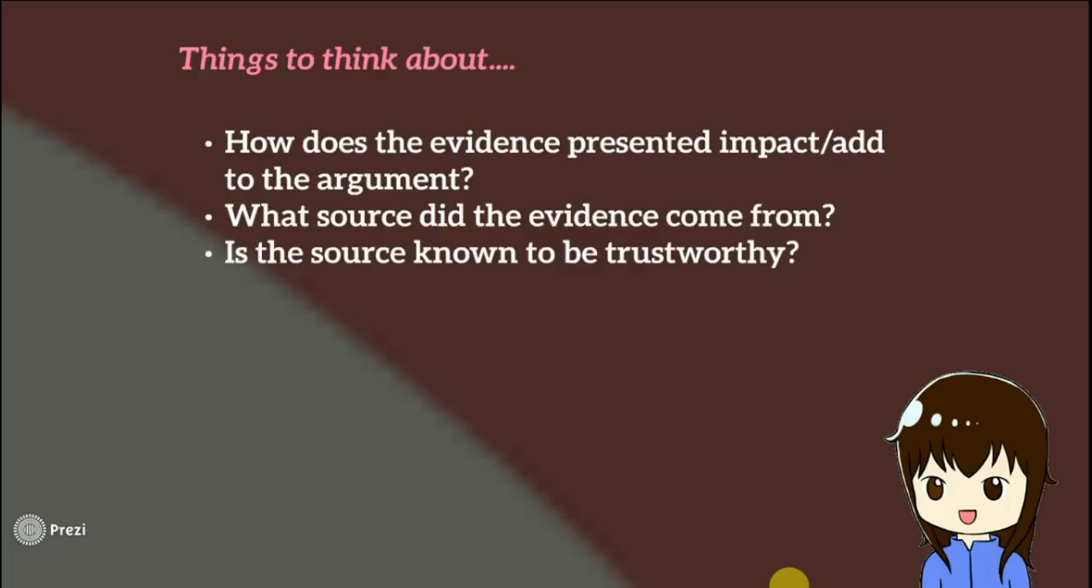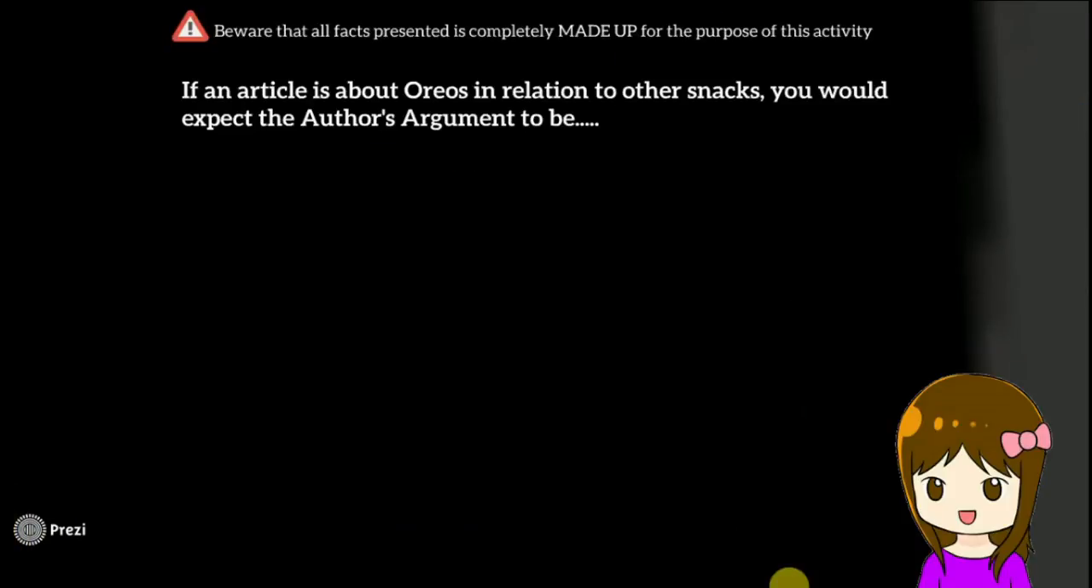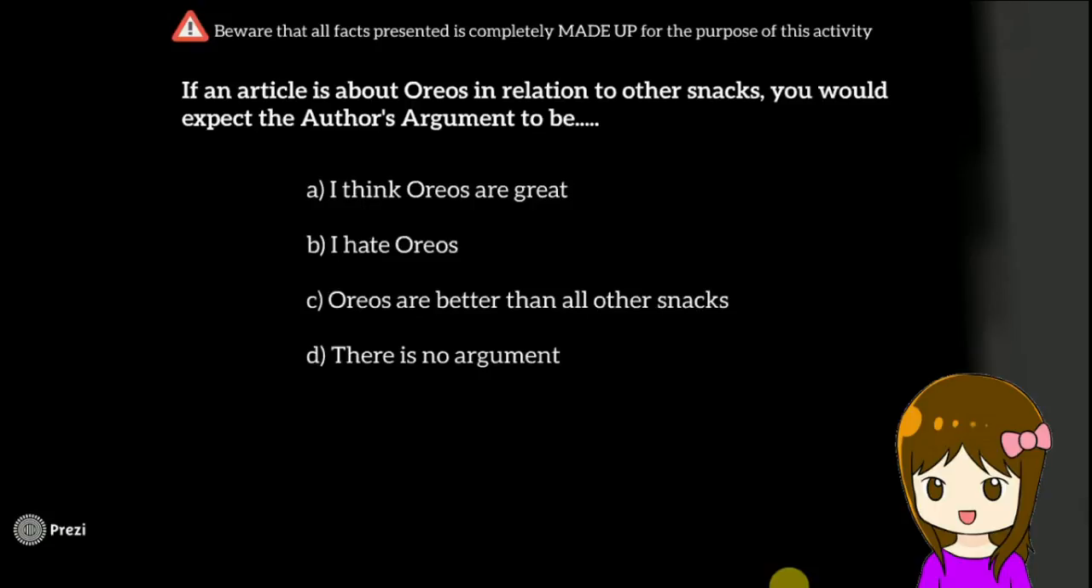It's also best to keep in mind that detailed evidence and the relevance and credibility of that evidence come hand in hand. Suppose you are presented with an article about Oreos and its relations to other snacks. What would you expect the author's argument to be?